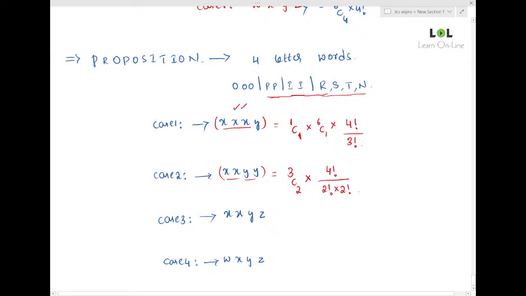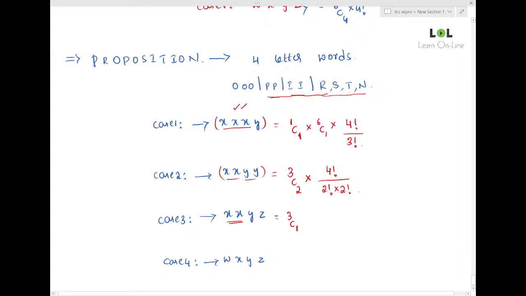Now come to case 3. How many pairs do we want this time in case 3? 1. Can anybody tell me how I select 1 pair? Check how many are available. How many pairs are available? How many do you want? Good. Excellent, guys. You are getting this now. 3C1. I can take 2 O's or 2 P's or 2 I's. Right? I need 1 pair. 3 are available. 3C1.